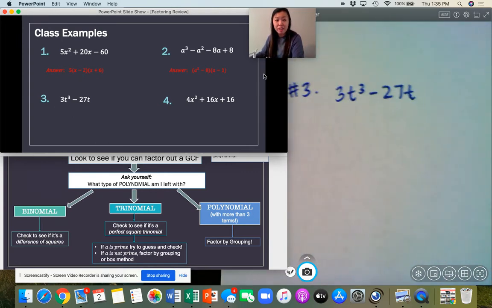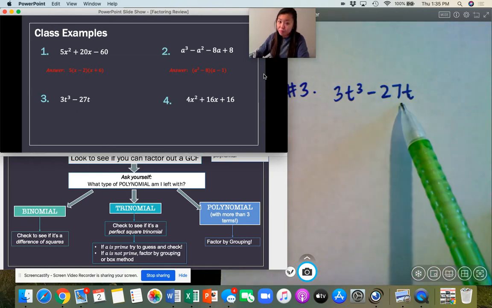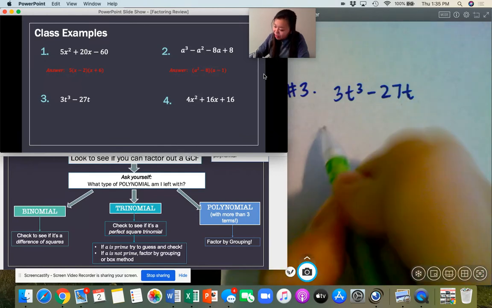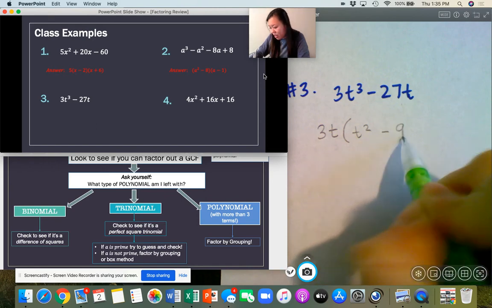Now, in number 3, we've got a binomial, but before we do that, we want to see if we can factor out a GCF. So in number 3, let's take a look. Can I factor out a GCF? Yeah, I can factor out a 3t. So I'm left with t squared minus 9.